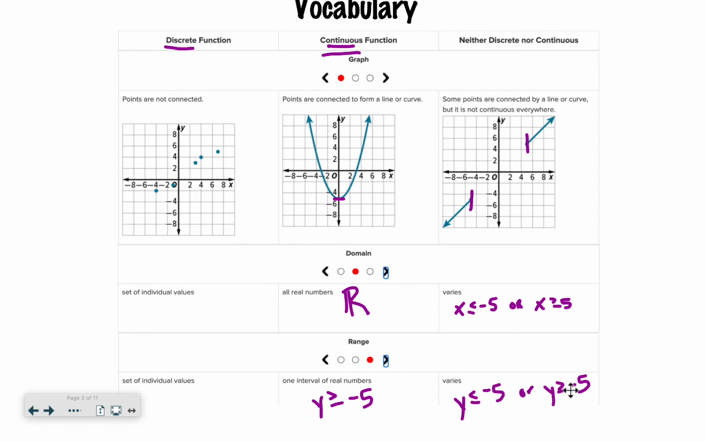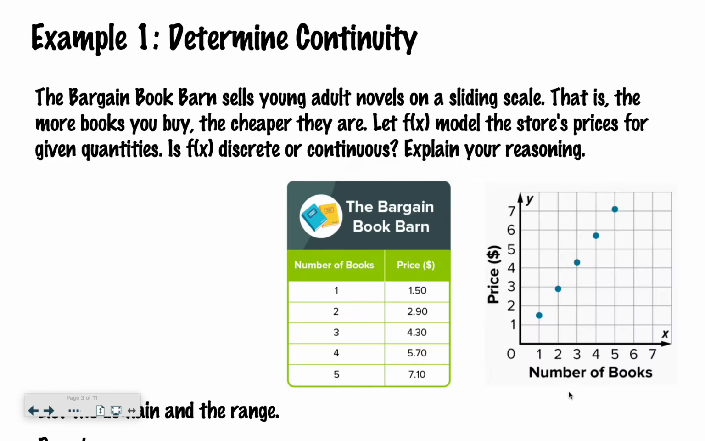All right, so that's what we're looking at today: discrete, continuous, and then neither discrete nor continuous.